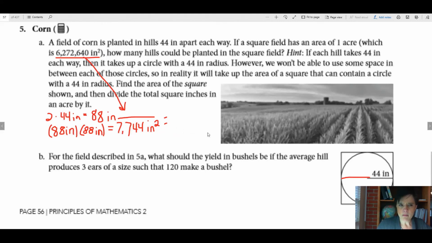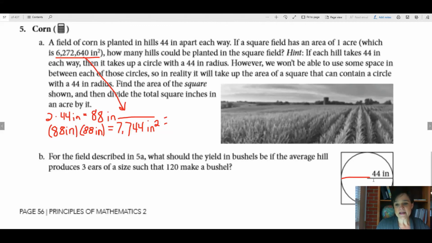That one was a hard problem. It was hard for me to understand by reading it and then looking at the teacher book, because to me those didn't go quite together, but that's what they did. Let me read it one more time. A field of corn is planted in hills 44 inches apart each way. Each way, that's where they have 2. They get 88.